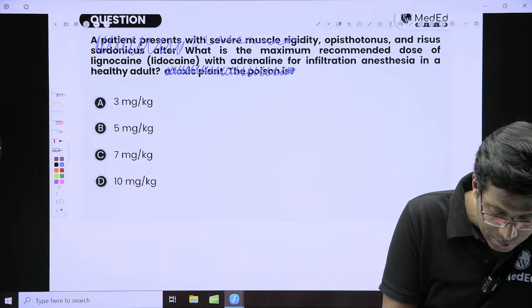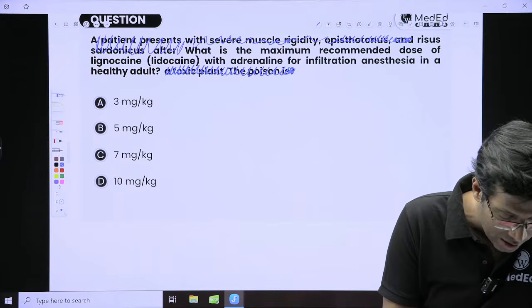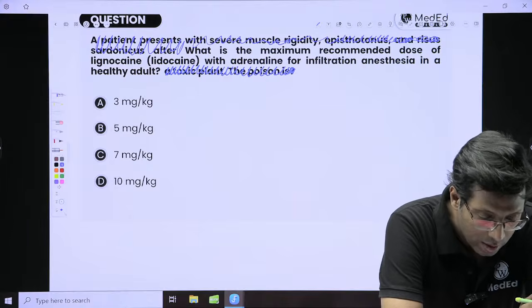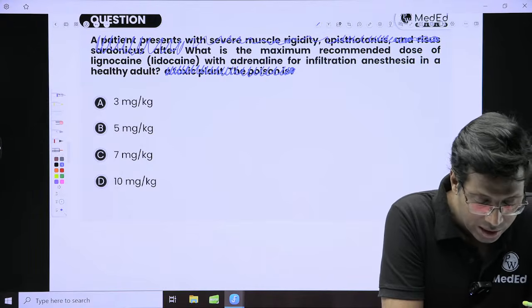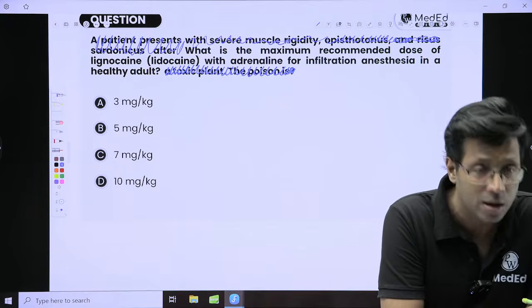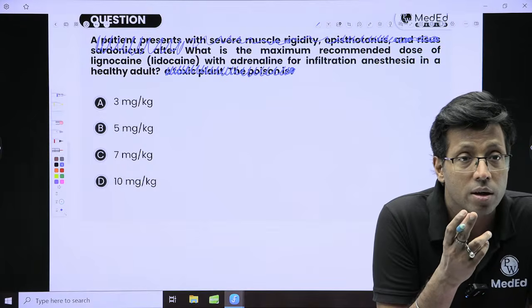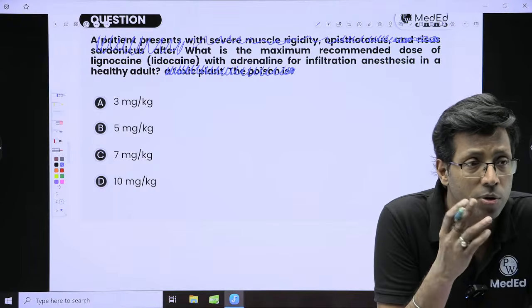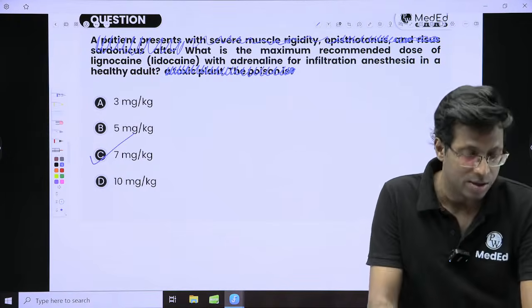What is the maximum recommended dose of lignocaine with adrenaline for infiltration anesthesia in a healthy adult? Is this okay now? Correct. I think I got the answer already. Yes, Dr. Ravi Ranjan Rai, correct, and Dr. Digendra Pal as well. Everyone gave the correct answer. Perfect. Very nice. 7 milligram per kg is the correct answer.